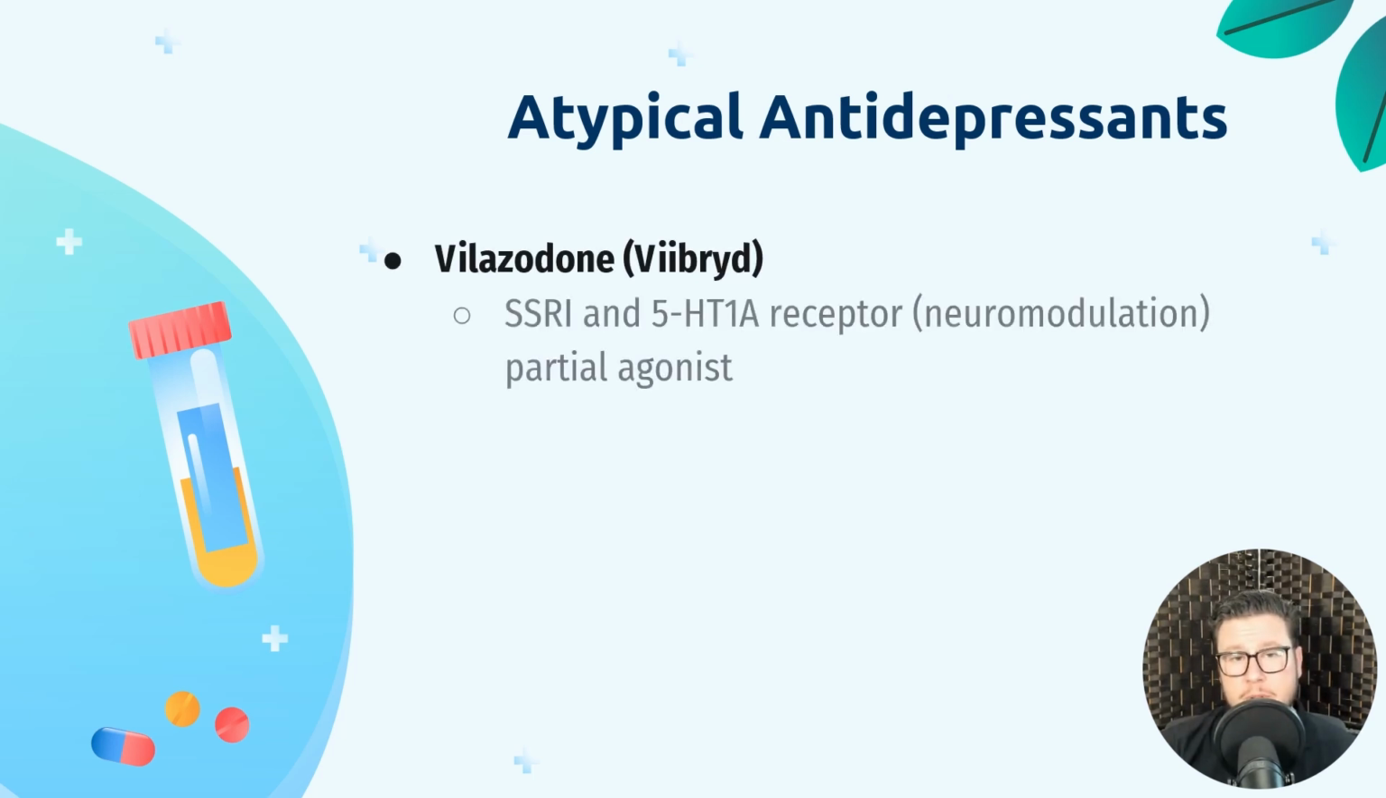Now Viibryd's different because it is an SSRI, but it also has a different mechanism, which is called a 5-HT1A receptor partial agonist. And what does that do? Well, it's a particular receptor in your neurons that are responsible for neuromodulation. Again, I promised you we're not getting into the chemistry because we're not here to get a degree in that. We're here to have basic understandings of these things. But what you need to know is that it can be used to co-treat anxiety, and so it can be pretty effective.